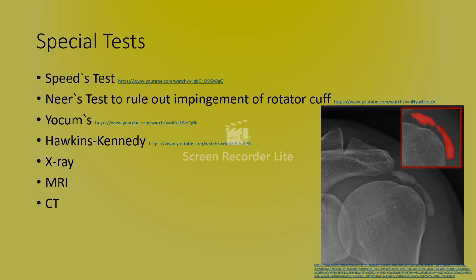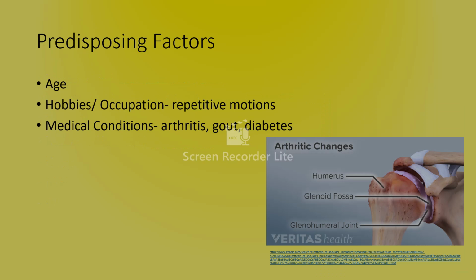Their shoulder is at 90 degrees in the scapular plane. Our other hand goes on their wrist while stabilizing the elbow. The hand on the wrist passively moves the shoulder and immediately rotates, and then pain is positive. And then also you can do X-ray, MRI, or CT scans as a special test.